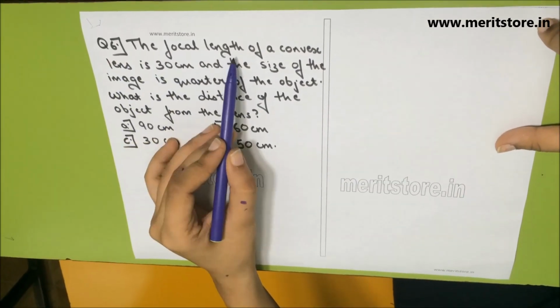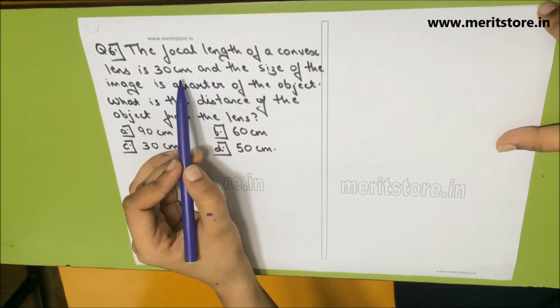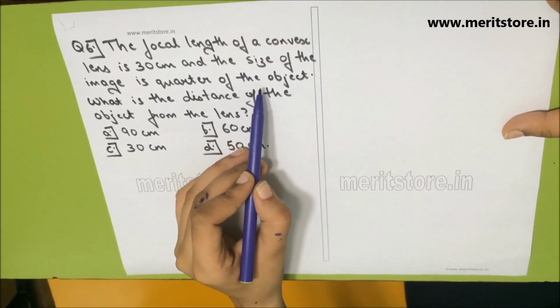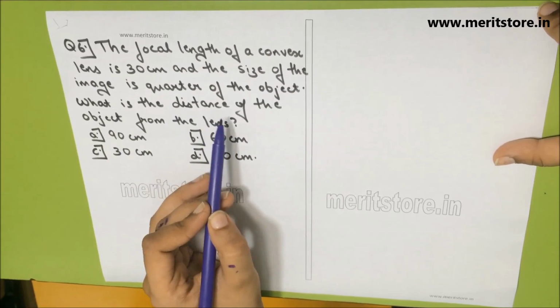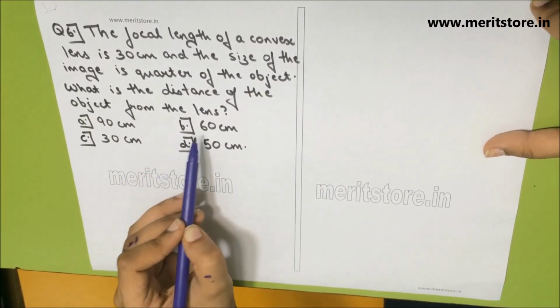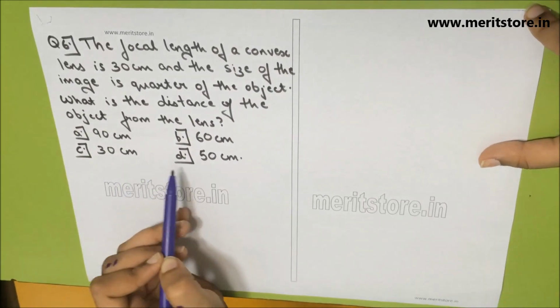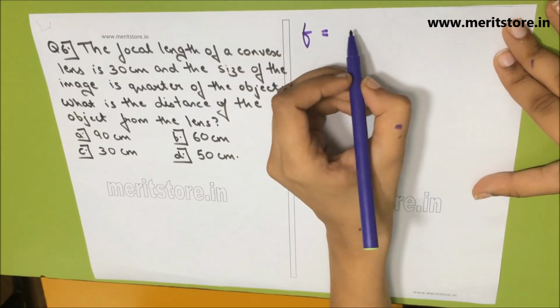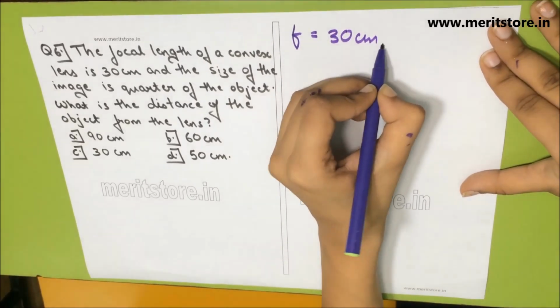Question 6. The focal length of a convex lens is 30 centimeters and the size of the image is a quarter of that of the object. What is the distance of the object from the lens? A 90 centimeters, B 60 centimeters, C 30 centimeters, D 50 centimeters. So over here, f is given as 30 centimeters.